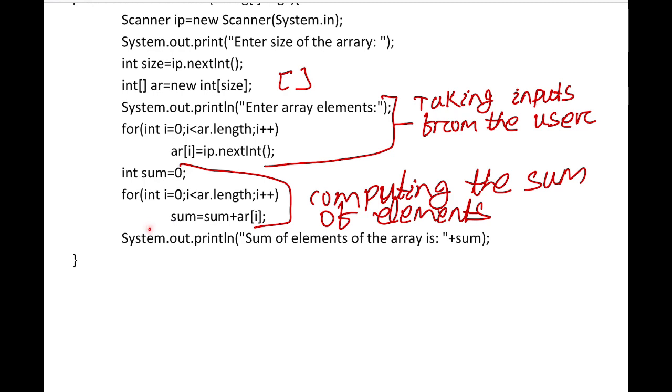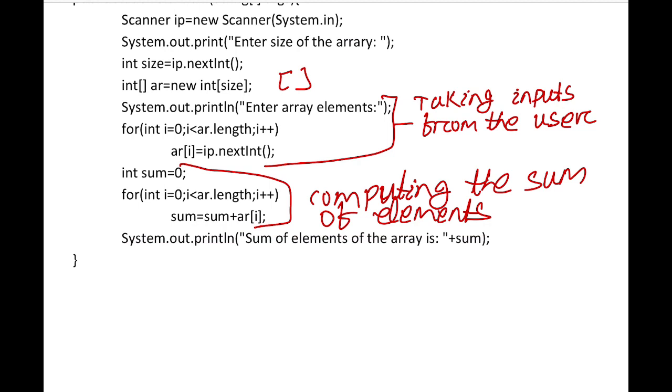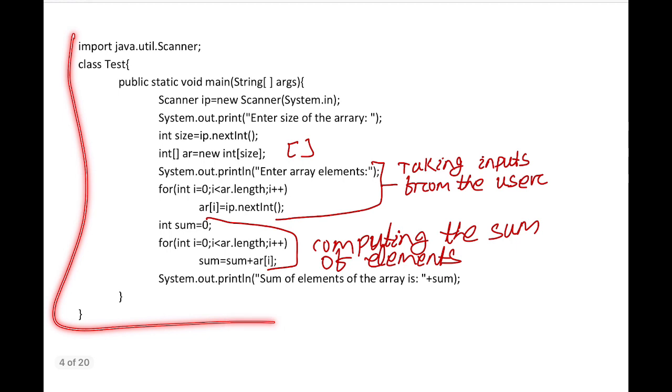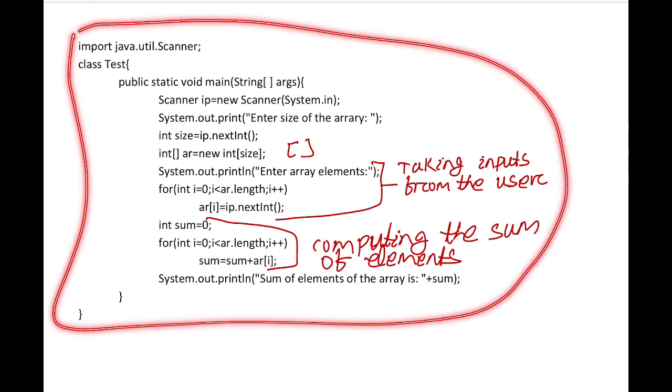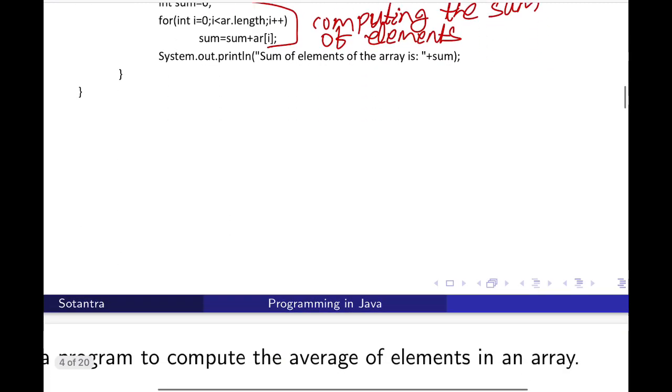Now the last statement is for printing the sum of elements. So it prints "sum of elements of the array is" followed by the value of sum. Here we count and that value is displayed here. So this is the complete program to find the sum of the elements of an array. I hope this is clear to everyone. Now we will proceed to the next one.